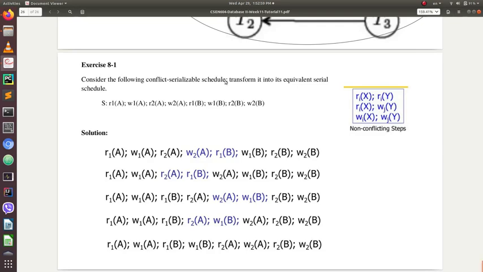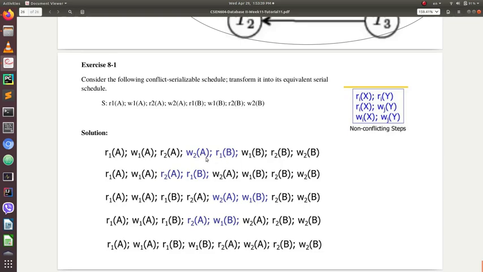Consider the following conflict serializable schedule. Transform it into its equivalent serial schedule. So given a set of steps, the question requires that we swap the non-conflicting steps again and again until we end with the original serial schedule. So we have to scan these steps for the non-conflicting types.